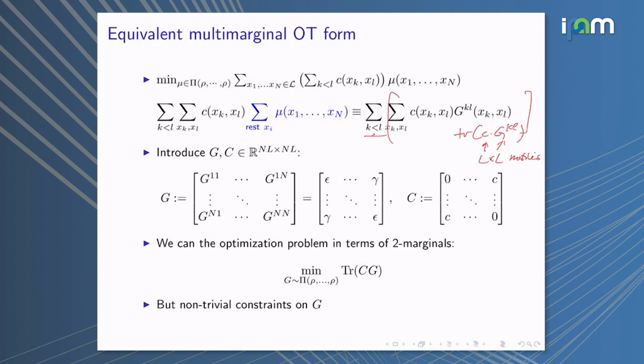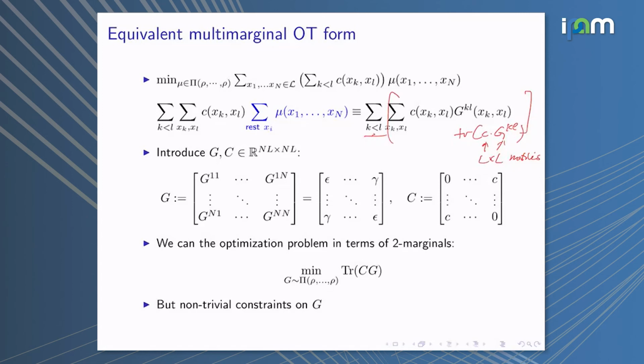You can write it as a bigger trace by introducing slightly more general notation. What you do here is group all the G_KL matrices into this bigger NL by NL matrix. Each of them is L by L, but K and L have N different choices, so you get this big NL by NL matrix. As I said from the previous slide, all the diagonals are epsilon, all the off-diagonals are gamma matrices. You can also do the same thing by generating this C matrix, which is also of size NL by NL. On the diagonal it is 0, and off the diagonal it is all lowercase c, which is the Coulomb kernel at all my grid points.